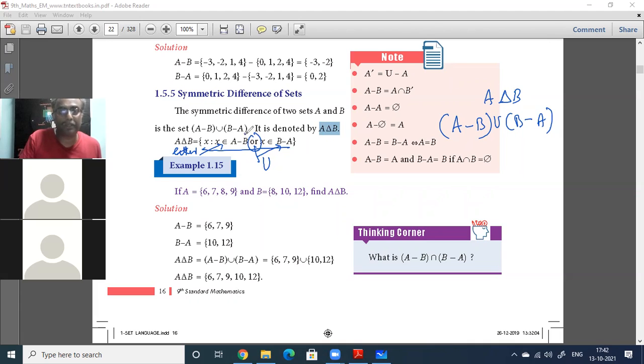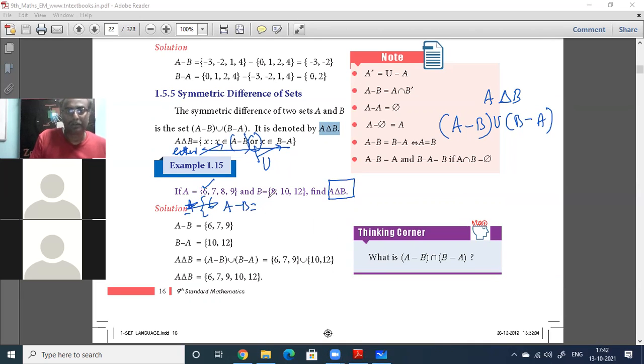X is an element of A minus B or X is an element of B minus A. So find the symmetric difference A delta B. In order to find out, first you have to find A minus B. First you take 6. Is 6 present in B? No. So you take 6 in A minus B. 6 is present only in A. So you take it.